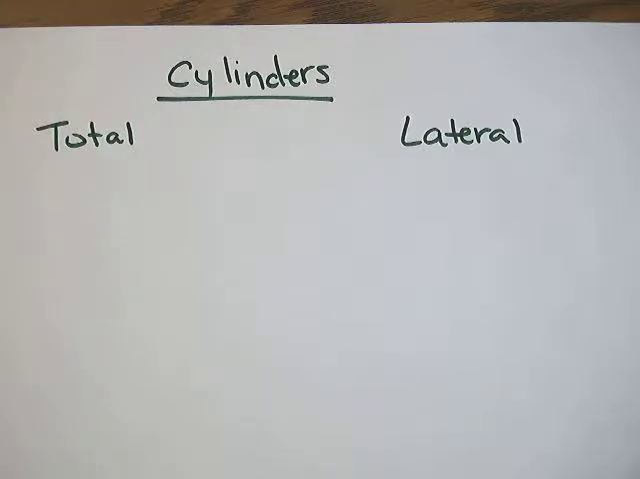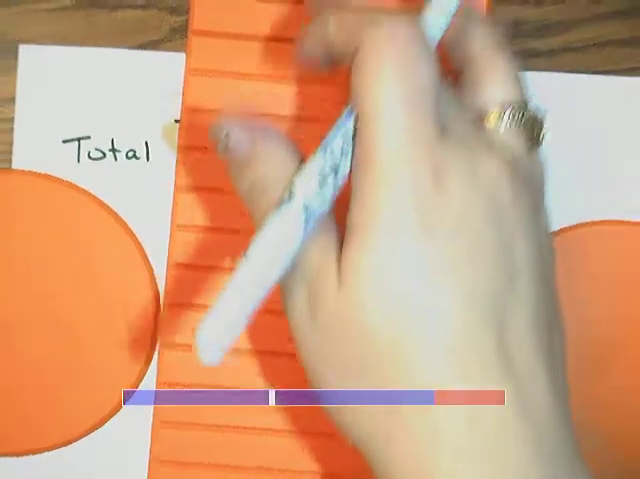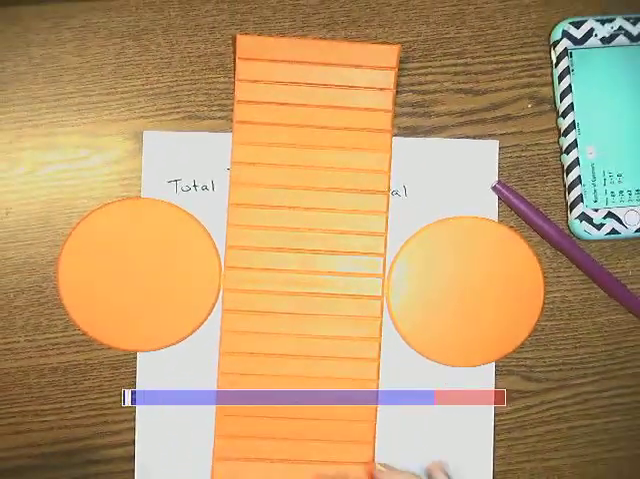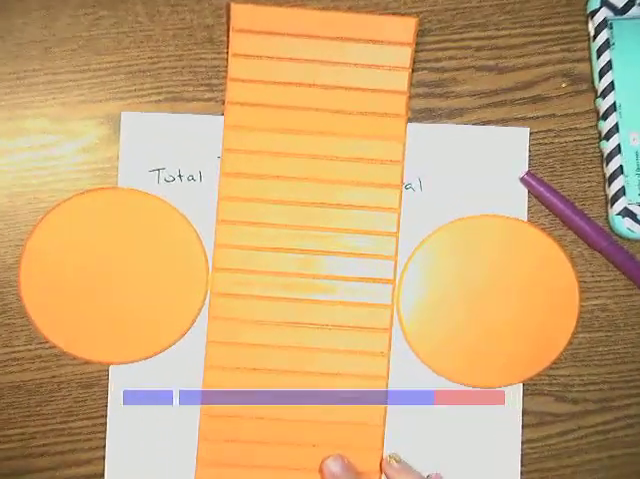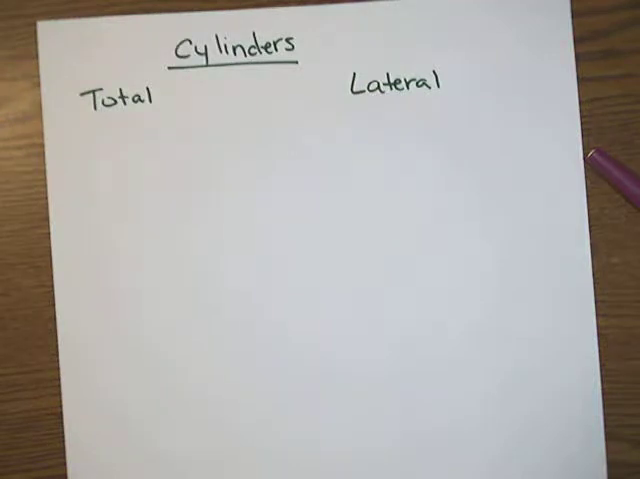Okay? Now, the net of a cylinder is really weird. Okay? That looks like a division sign. So, it has a big long what? Rectangle and two what? Circles. Okay? This is a cylinder.